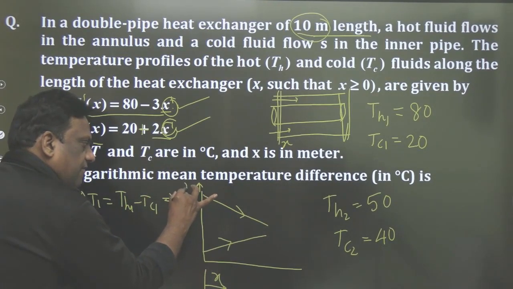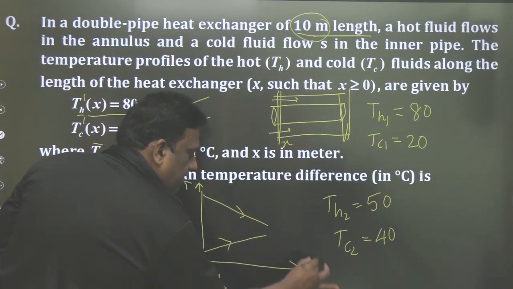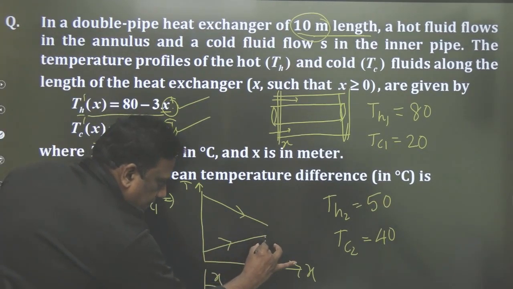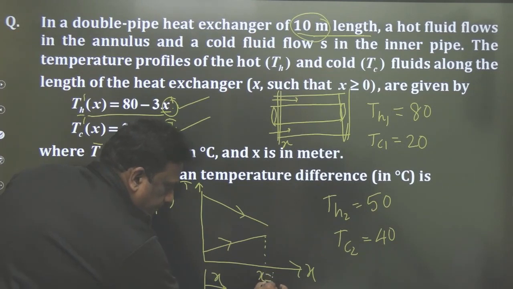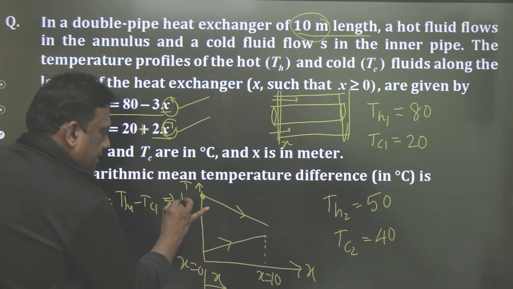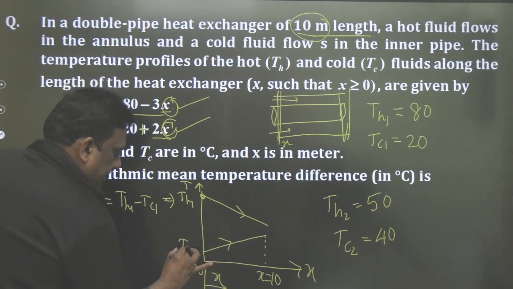On this axis, we have temperature. On this axis, we have length, that is X. So this is X equal to 10, and this is X equal to 0. And this is TH1, and this is TC1.